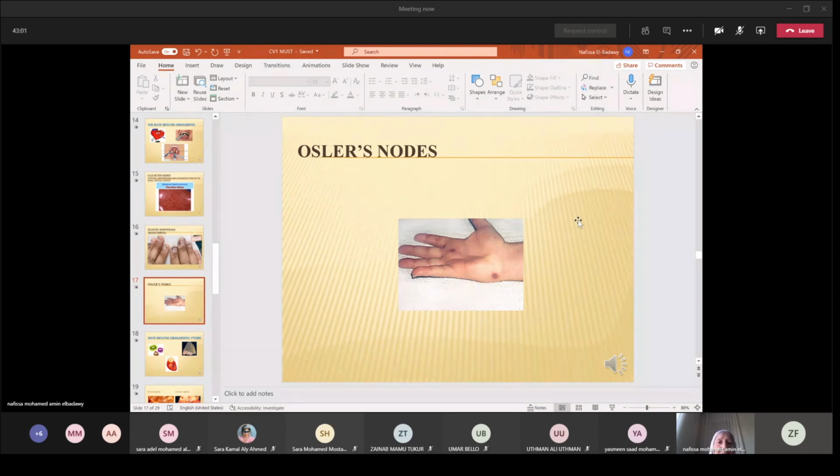And don't mix mycotic aneurysm with fungus, because everything about the fungus we call mycotic. This is not caused by fungus. It's only caused by the low virulent organisms that can cause fibrosis in the wall of the vessel and small aneurysm. It can also cause subcutaneous nodules, which we call Osler's nodes. This was also a complication of subacute bacterial endocarditis.